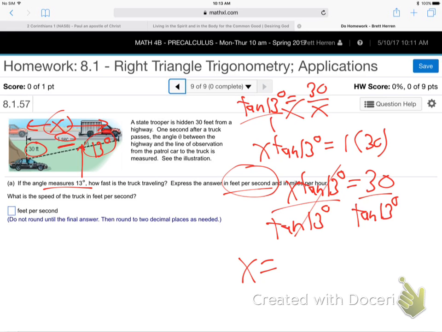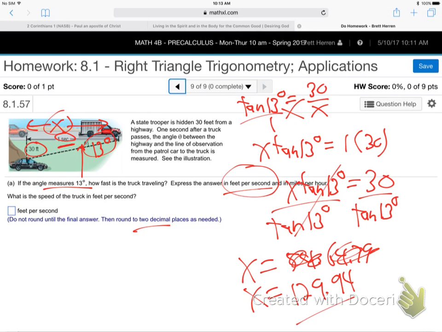Does somebody have that? What's 30 over tan 13, to 2 decimal places? 54.79? 64.79? No? Make sure you're in degree mode. It's easy to accidentally be in the wrong mode. Anybody got a different answer? 129.94? Okay, let's go 2 places. 129.94.